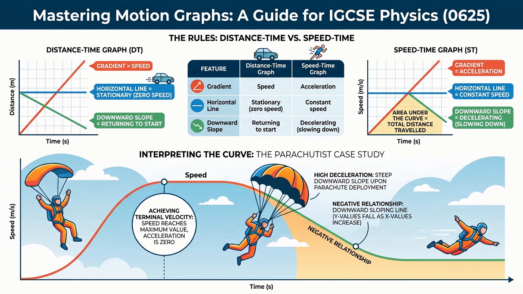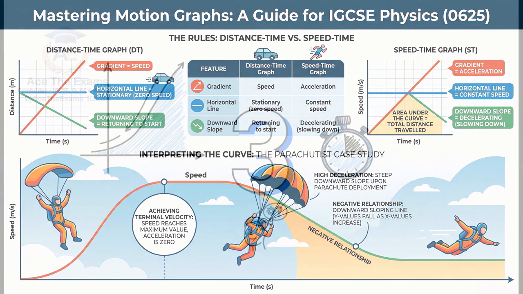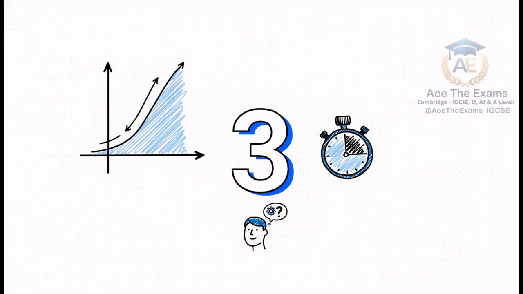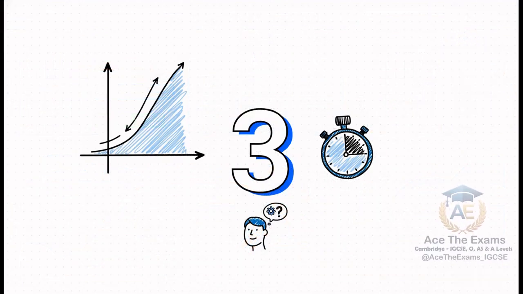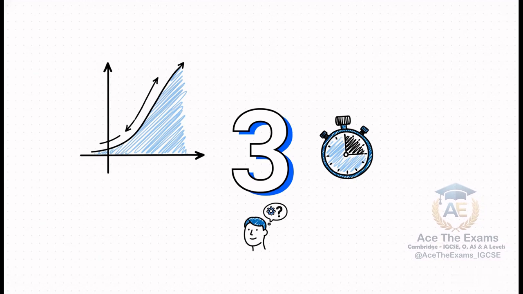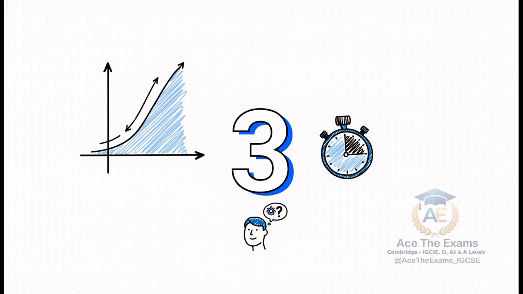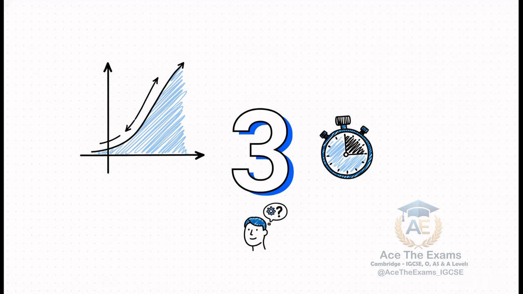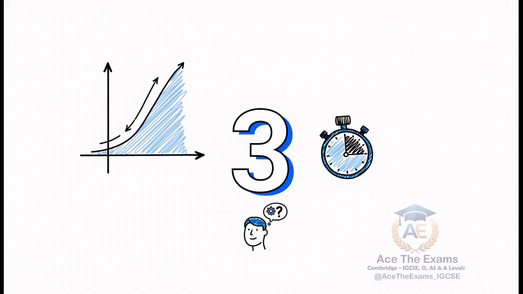3 marks. That is the exact number of marks standing between your current grade and your target top band grade on a single Cambridge Physics motion graph question. Just 3 marks, but they are needlessly thrown away by thousands of students every single exam session, all because they misinterpret what a curved line actually means. So no fluff today. We are securing those 3 marks right now.